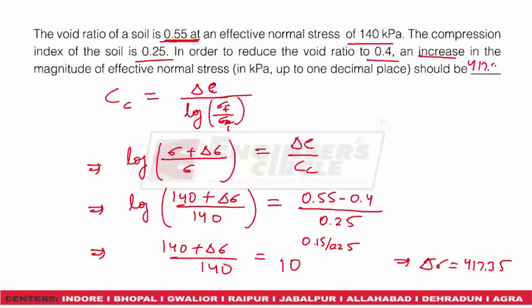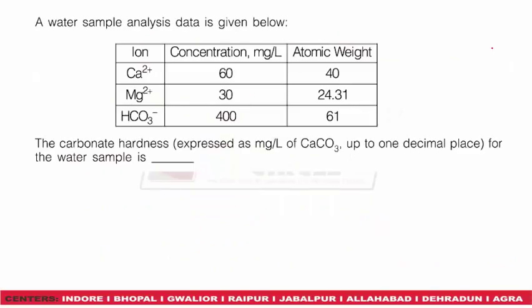The next question is, a water sample analysis data is given to us. Calcium ion, magnesium ion and bicarbonate ion are given to us. The carbonate hardness expressed as milligram per liter of CaCO3 up to 1 decimal place for the water sample is. Now we know that carbonate hardness is equal to minimum of total hardness or alkalinity. Now total hardness is given by the concentration of multivalent cations, here Ca2+ and Mg2+.